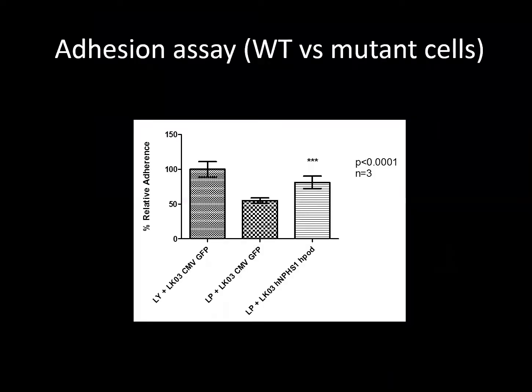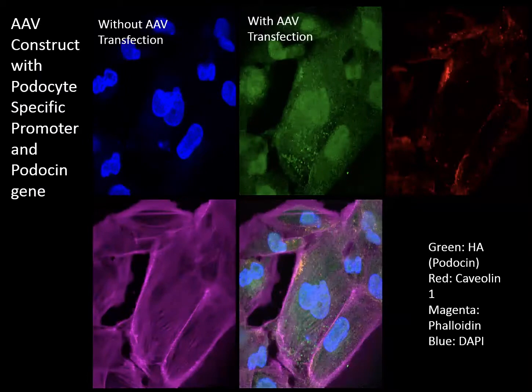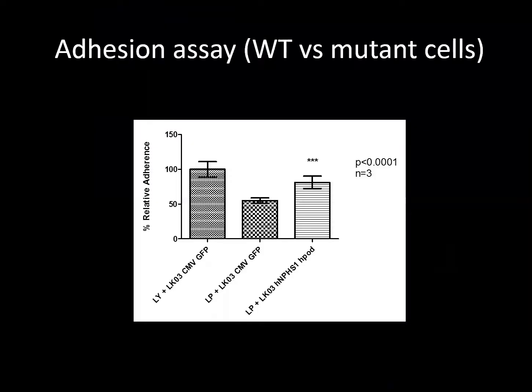So we took podocytes from a patient who had a mutation in the podosin gene. We grew those podocytes in a dish. And what we see with those podocytes is they functionally have a defect in adhesion, so they don't stick very well to the dish.